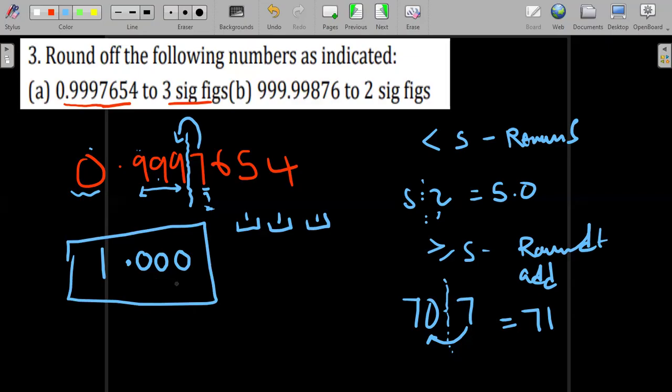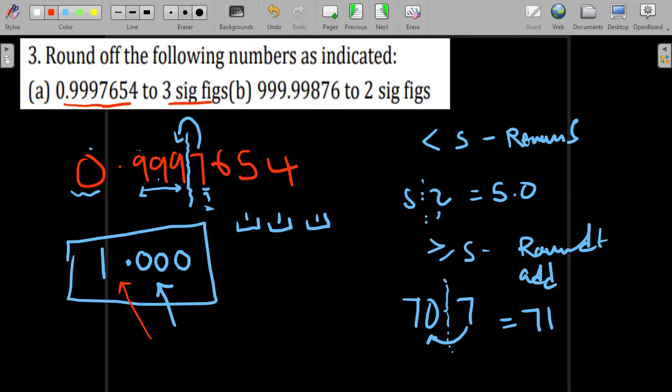And this one here has how many significant figures? Anyone who can tell us how many significant figures this number that I've written has? How many significant figures? Come on, guys. How many significant figures does this number have? Okay, so this number here has 4 significant figures.